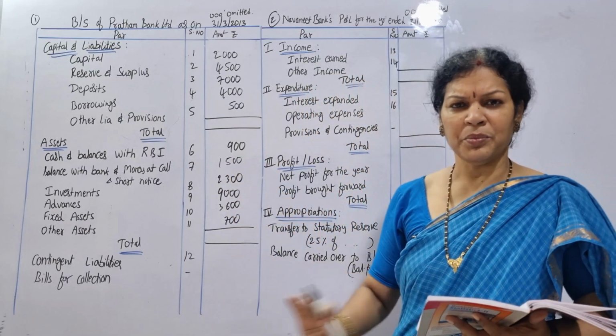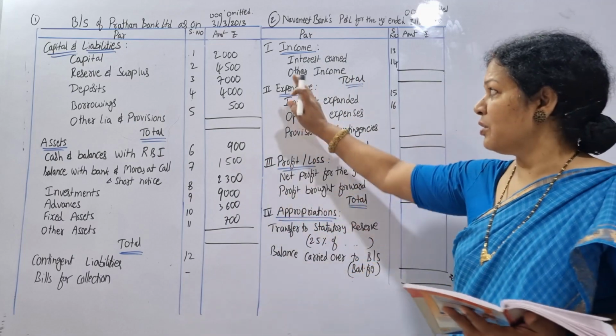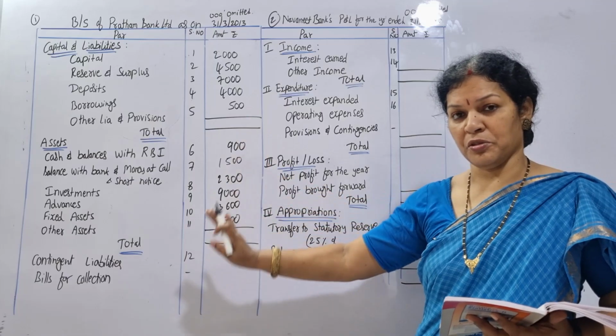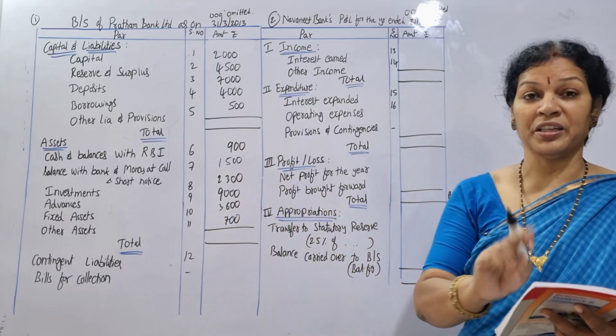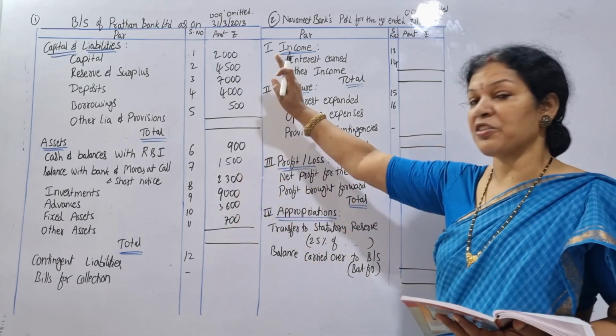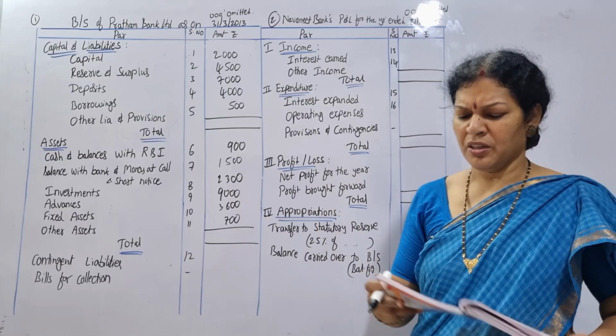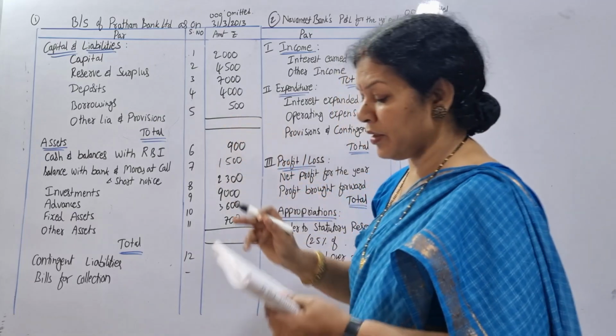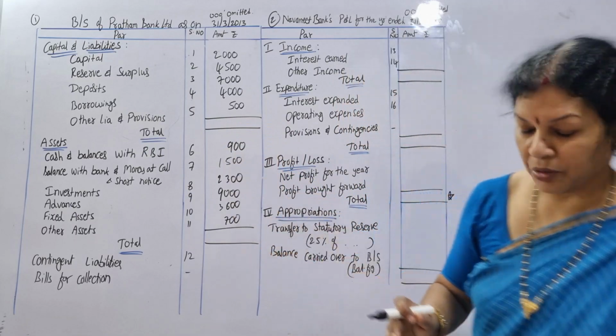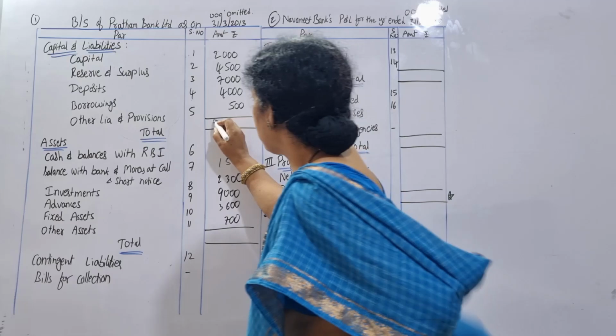Contingent liability, is something there? No, it's not given. So simply all the schedules, how many schedules? Total 11 schedules are given. 11 items. If you count it, you are getting 11 items as per the schedules we have just posted. Just total up, you are going to get 18,000 on both the sides.